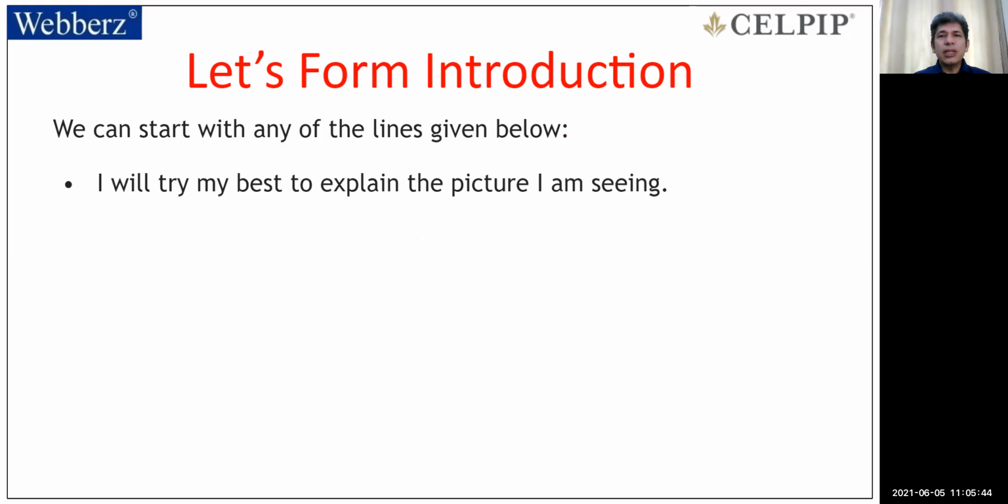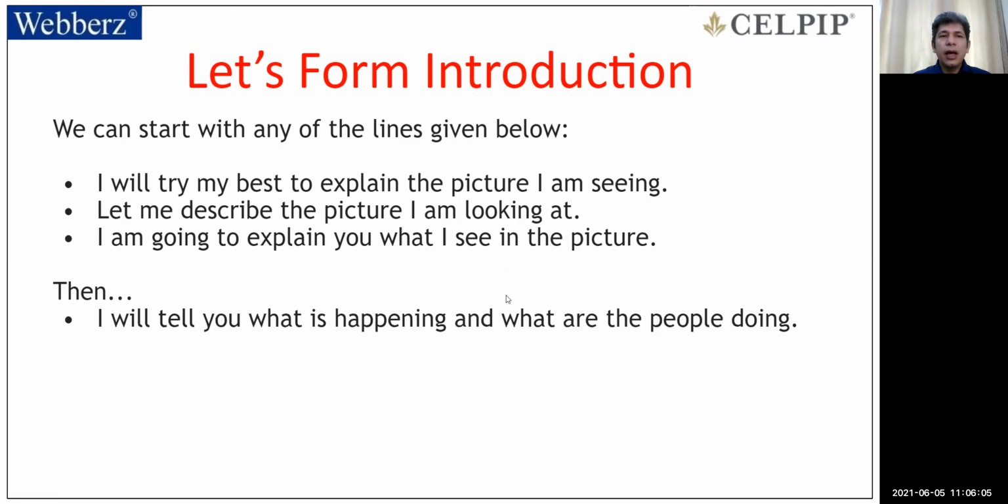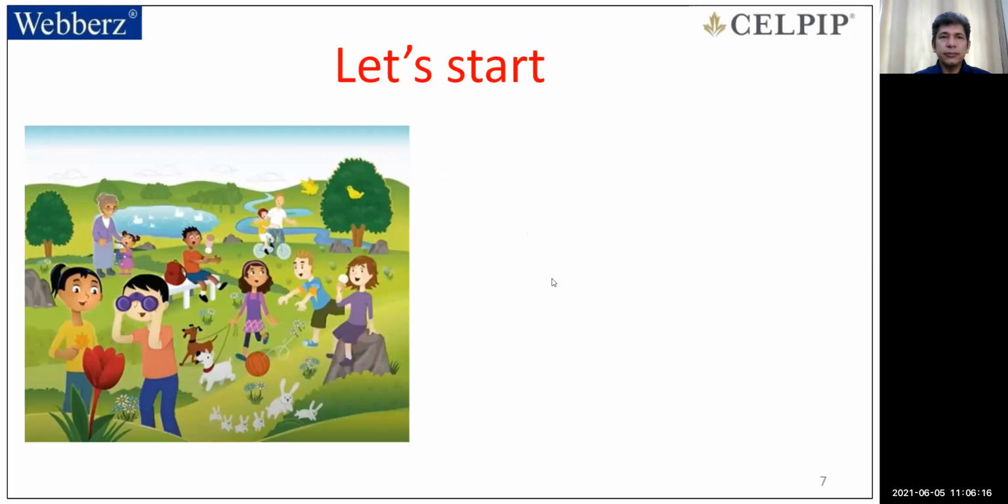I will try my best to explain the picture I'm seeing. Now you have to remember that the other person is not seeing the picture. So we have to explain in detail what you are seeing. Let me describe the picture I'm looking at. I'm going to explain to you what I see in the picture. After that, you can add a line. I will tell you what is happening and what the people are doing. Then the picture or the scene or the show looks like.